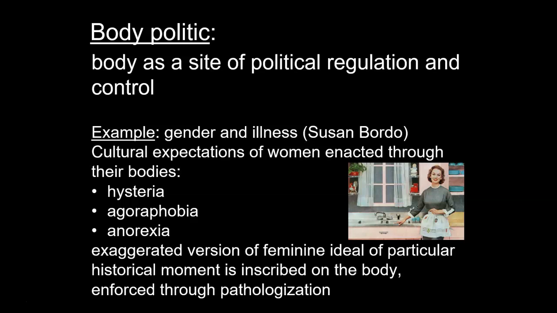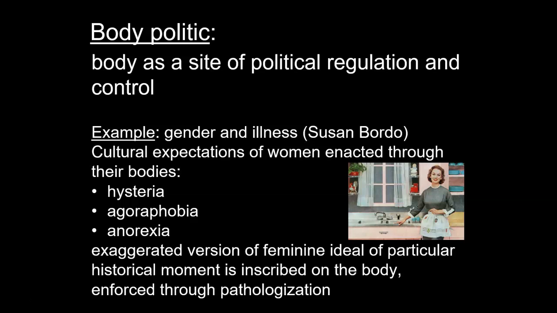Okay? So in other words, she's saying, first of all, that these illnesses are far more than just some sort of biological phenomenon. And second, she's saying that the way that these particular illnesses function was as a means of control, particularly of women's bodies, by pathologizing what were understood to be distinctive female elements of embodiment and character. Okay. The 3 examples she uses are hysteria, agoraphobia, and anorexia.